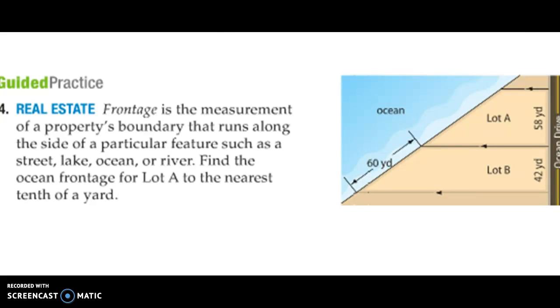Here's a guided practice problem that has to do with real estate. You can try this one now.